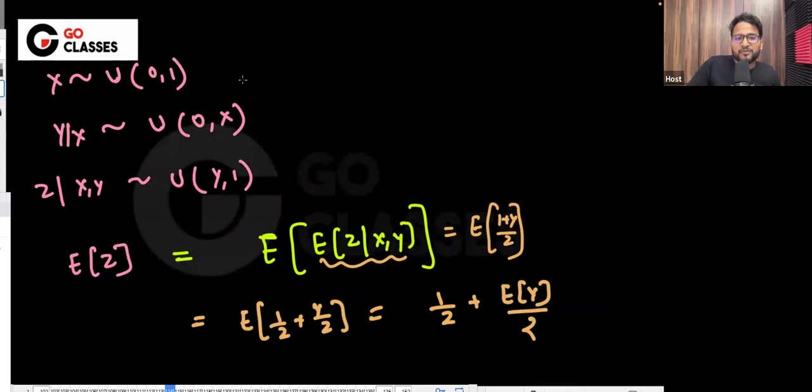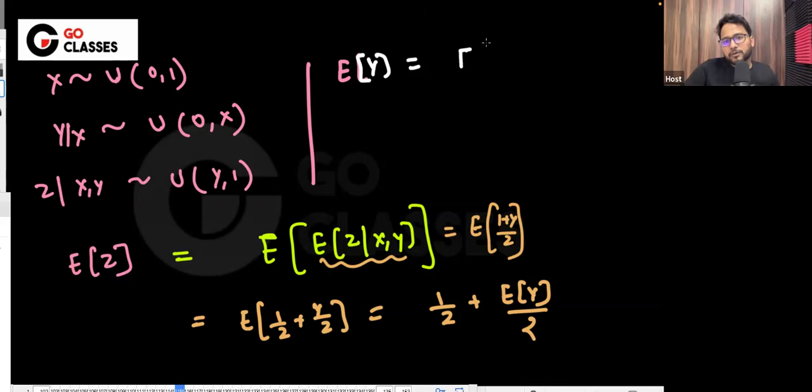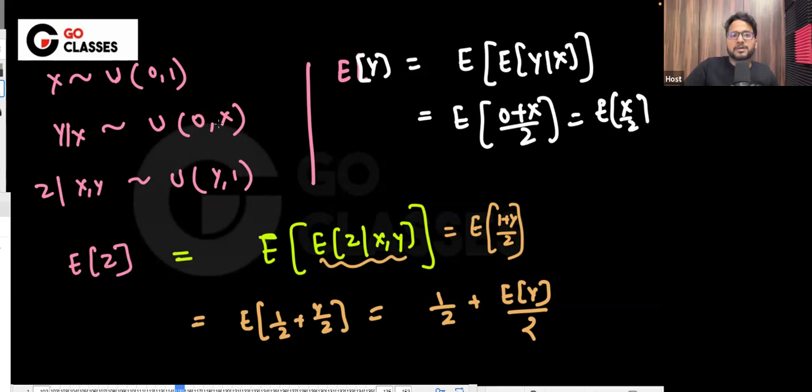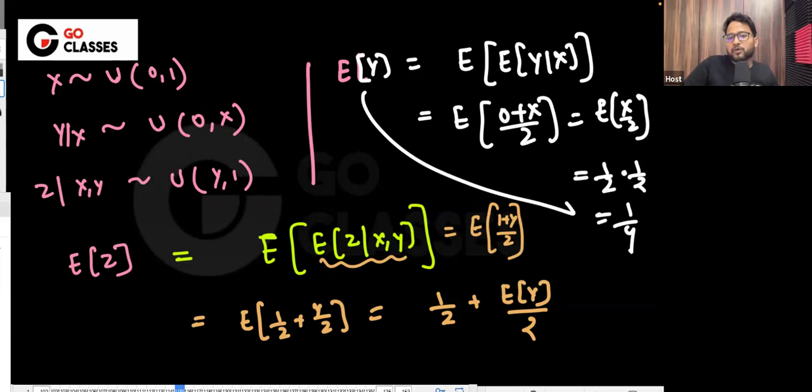Again, to find out the expectation of y, you can use a similar kind of thing because it depends on x. So expectation of y will be expectation of y given x, which is again a uniform random variable, so it will be 0 plus x by 2. So it is expectation of x by 2. Expectation of x is 0 plus 1 by 2, so it is 1 by 2 into 1 by 2, which is 1 by 4. Expectation of y is coming out to be 1 by 4.